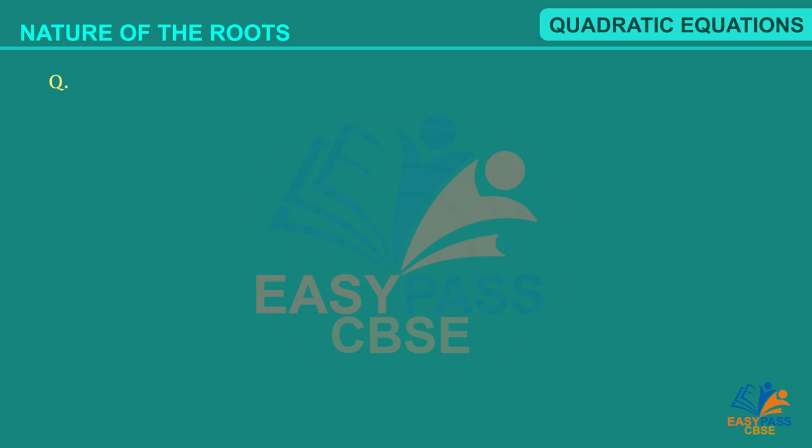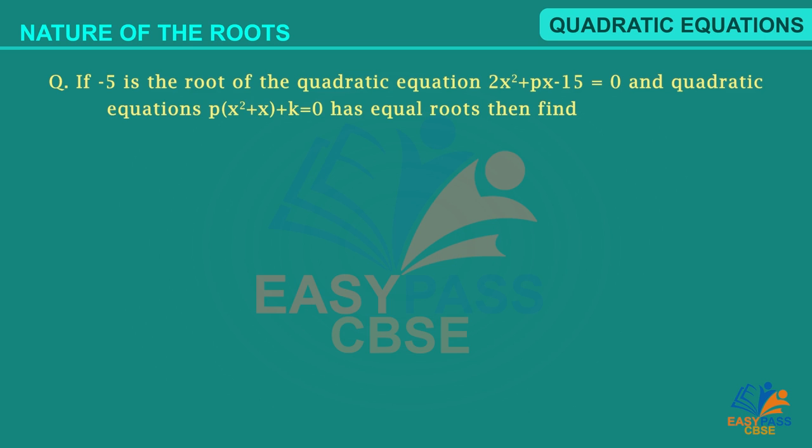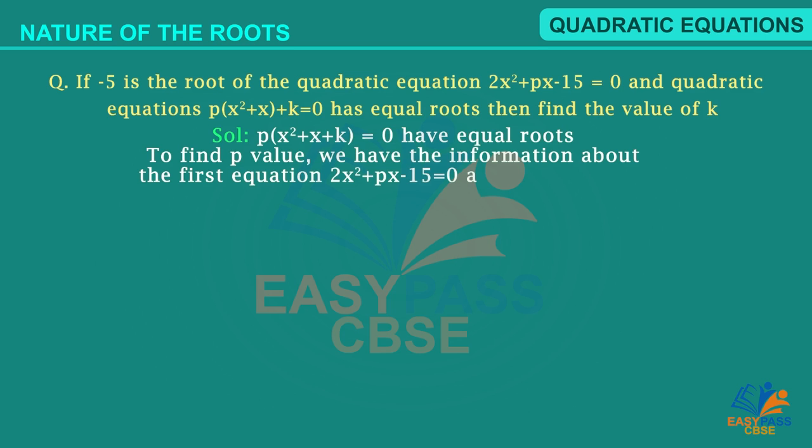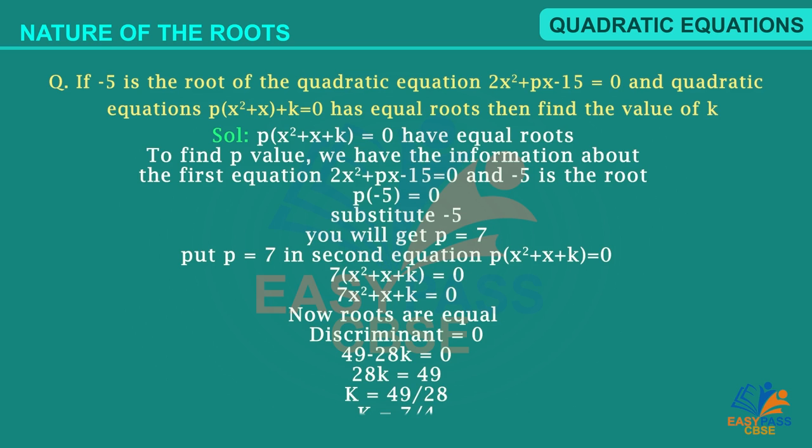Next one. If minus 5 is the root of the quadratic equation 2x square plus px minus 15 equal to 0, and the quadratic equation p times x square plus x plus k equal to 0 has equal roots, then find the value of k. Now, in the second equation, I have the two unknowns p and k. And you have to find the k value, given that the condition is that the second equation has equal roots. Then how can we find the p value? To find the p value, we have the information about the first equation. The first equation is 2x square plus px minus 15 equals 0, and minus 5 is the root. That means substituting minus 5, you will get p is equal to 7.